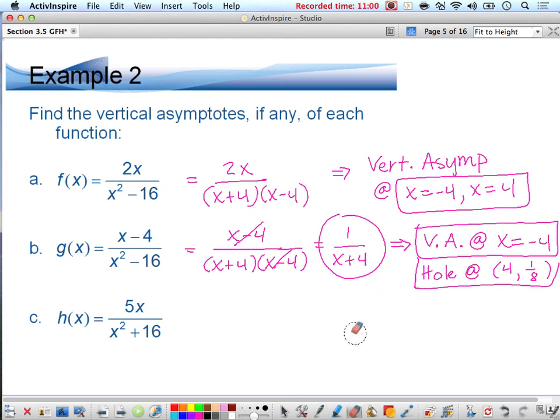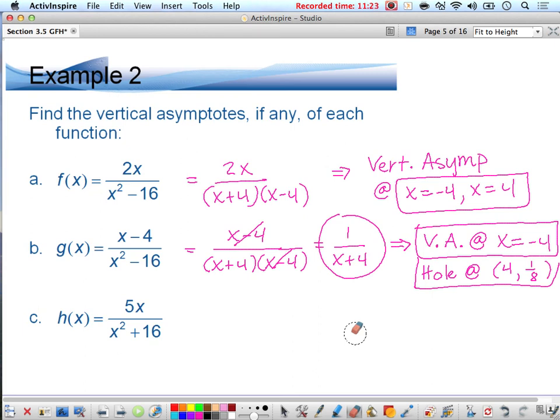Does everybody understand? If the restriction doesn't cancel, what does it make? A vertical asymptote. If it does cancel, what does it make? A hole. How do you find the y value of the hole? You plug the x value of the hole into the reduced function, and that finds the y value of the hole. Asymptotes are a lot better than holes. Do you understand? They're much easier to find.